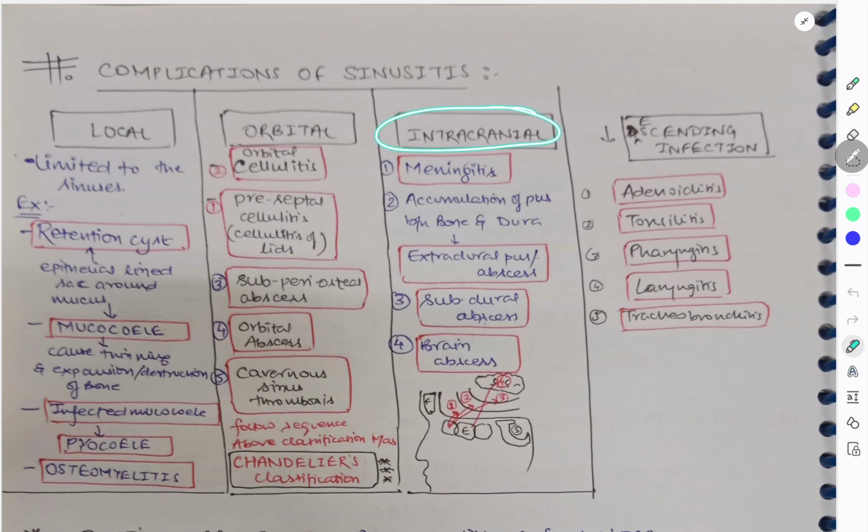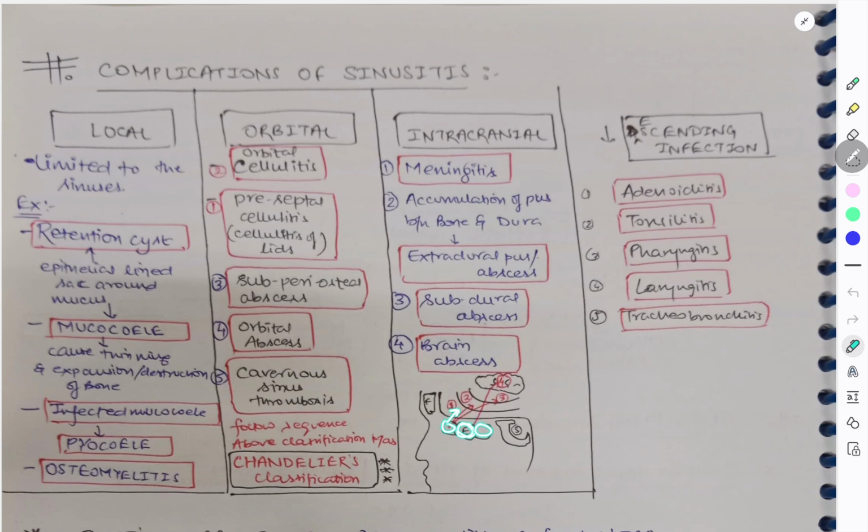Coming to the intracranial complications, it's very simple. In intracranial complications, we have meningitis. If there is accumulation of pus between bone and dura mater, we have extradural pus. If it is just beneath the dura, we have subdural abscess, and if it is in the brain, we have brain abscess. Very simple.